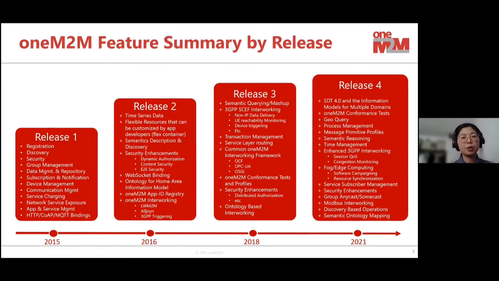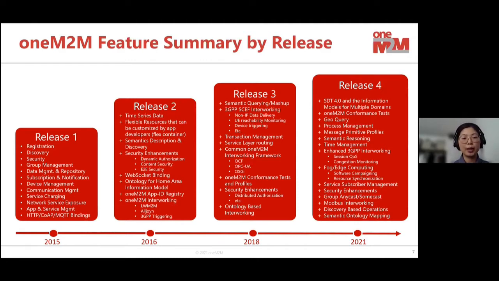This slide shows oneM2M features by release. Since release 1, we started to build these common service function layers, including registration, discovery, security, group management, device management, and protocol bindings such as HTTP, CoAP, and MQTT bindings. And in release 2, we started to introduce more and more vertical domain enablement as well as interworking features.